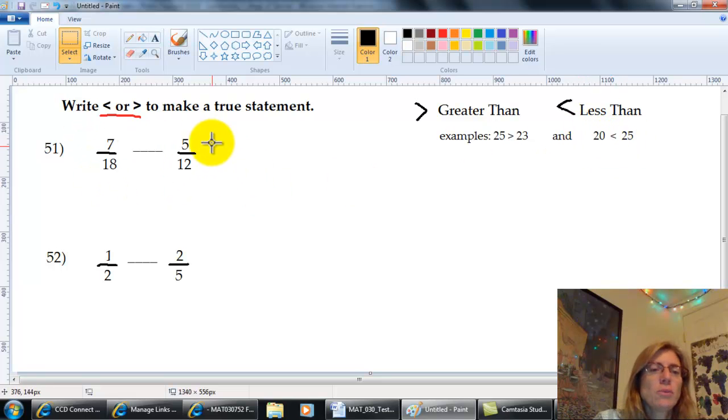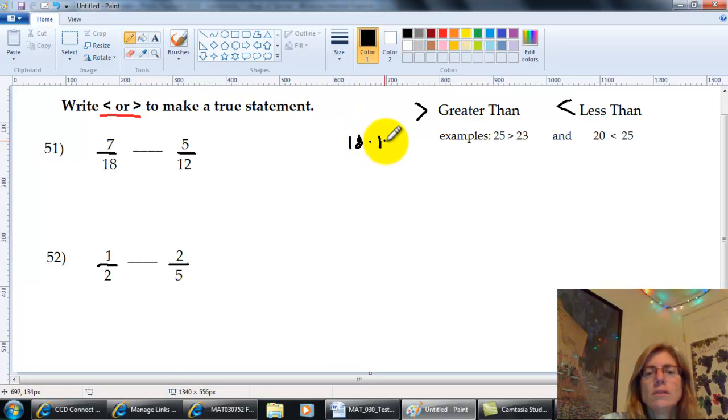So on this particular problem, it's fractions. No surprise. But in order to see what's greater than or less than, or how to really be able to compare this, you have to find a common denominator. Otherwise, it doesn't really make sense. So finding a common denominator between 18 and 12, we do our routine. We take the large denominator, 18, and list the multiples.